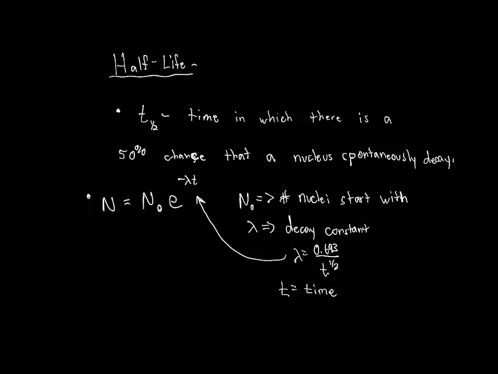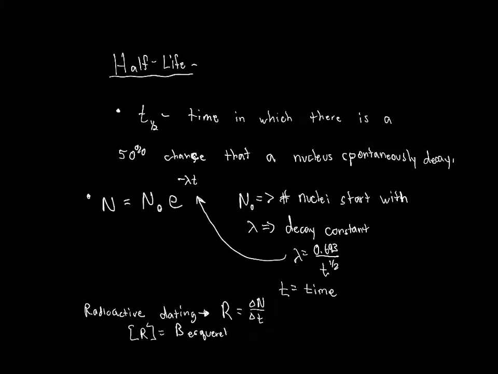We use this all the time in a process called radioactive dating to figure out how old things are. Works for rocks, works for fossils, works for meteorites. It's very useful in a variety of applications. And radioactive dating uses R equals delta N, the number of nuclei, over delta T, where the units of R are known as the becquerels. And 1 becquerel is equal to 1 decay per second. So this tells you how fast something is losing its nuclei. And that decay rate you can calculate using this radioactive dating equation.